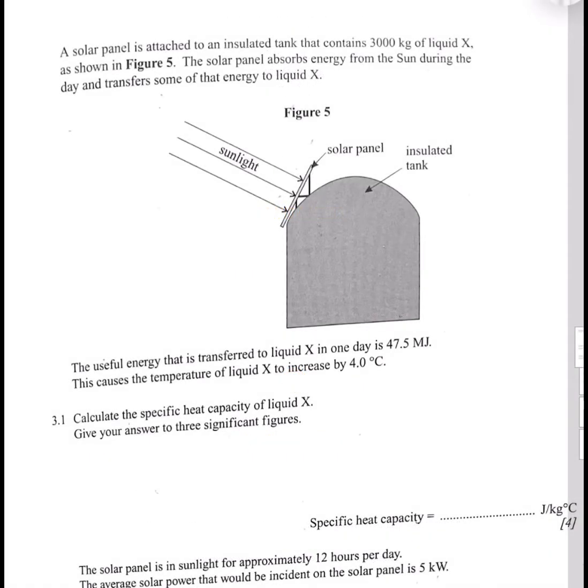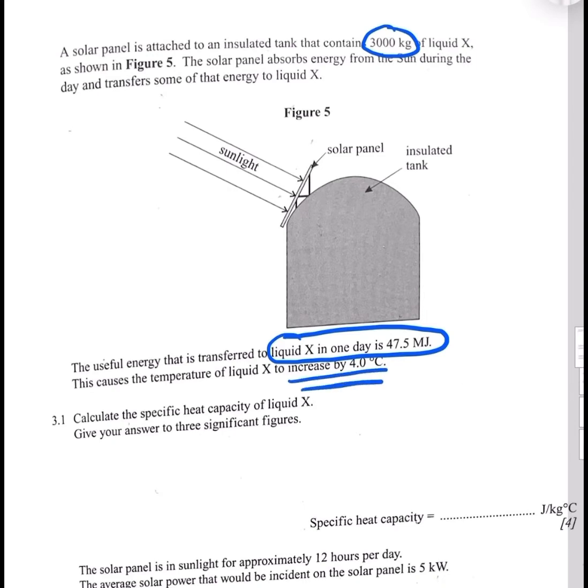So starting off with this question. A solar panel is attached to an insulated tank that contains 3,000 kilograms of liquid X. As shown in figure 5, the solar panel absorbs energy from the sun during the day and transfers some of that energy to liquid X. The useful energy that is transferred to liquid X in one day is 47.5 megajoules. This causes the temperature of liquid X to increase by 4 degrees Celsius.